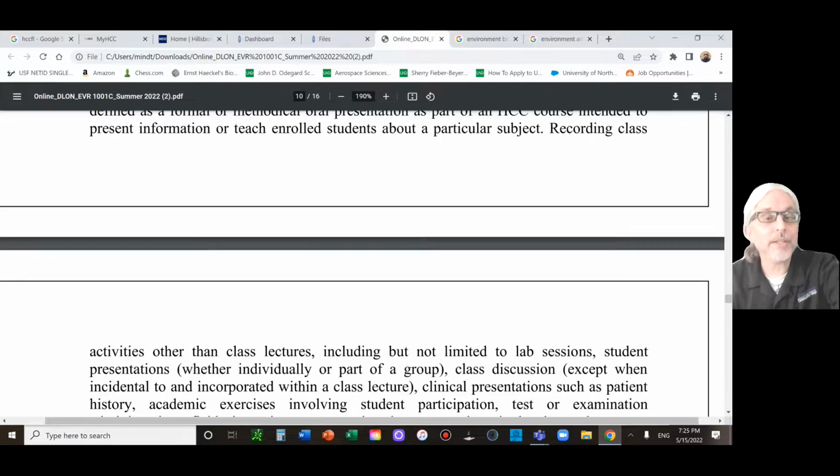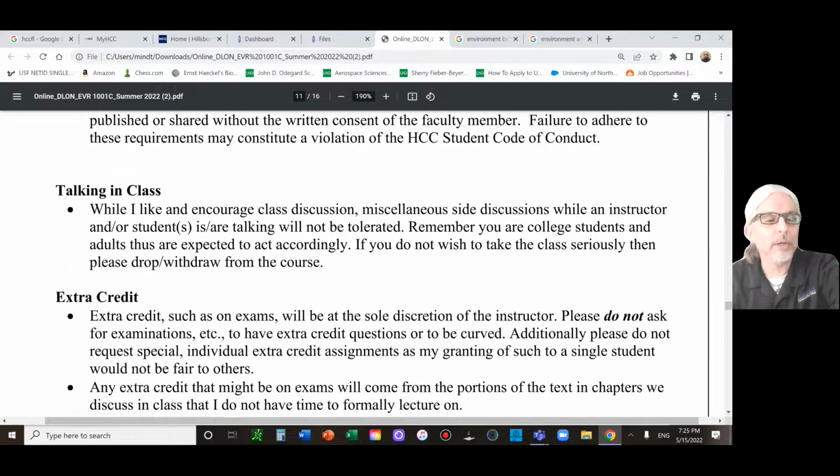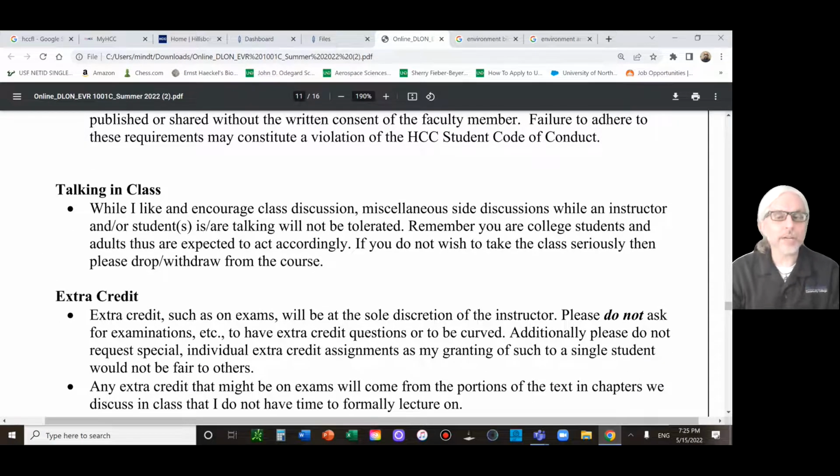This talks about recording classes. That's a state issue. But again, we don't have lectures, so it doesn't really apply to us. But I just wanted you to be aware of it. Talking in class, again, that's more of a lecture issue. It doesn't really apply to us. I was thinking more, talking in the hallway and things. Try to be polite. Just because you're not in class, somebody else might be in class.